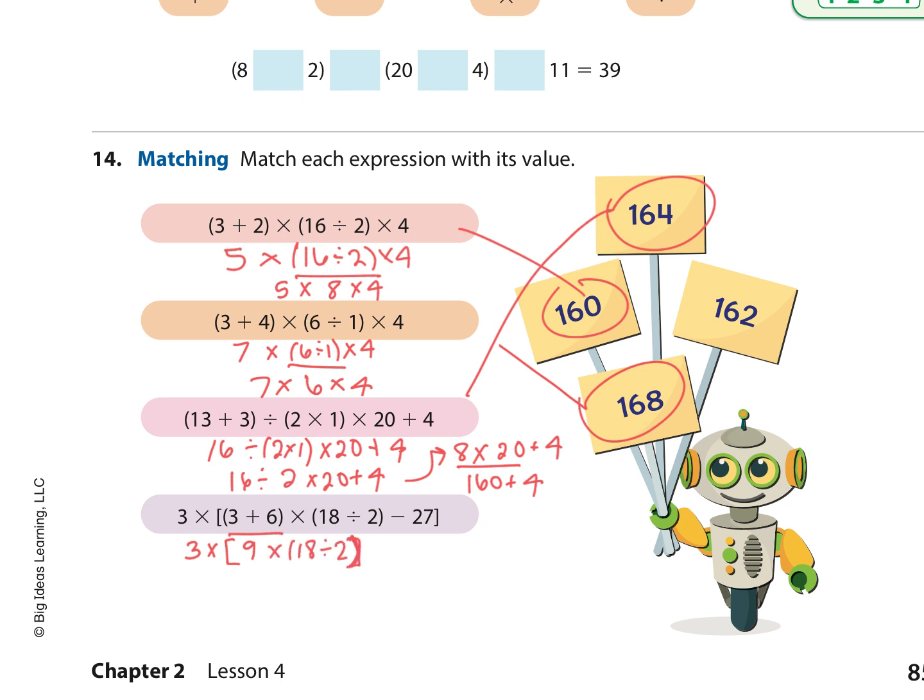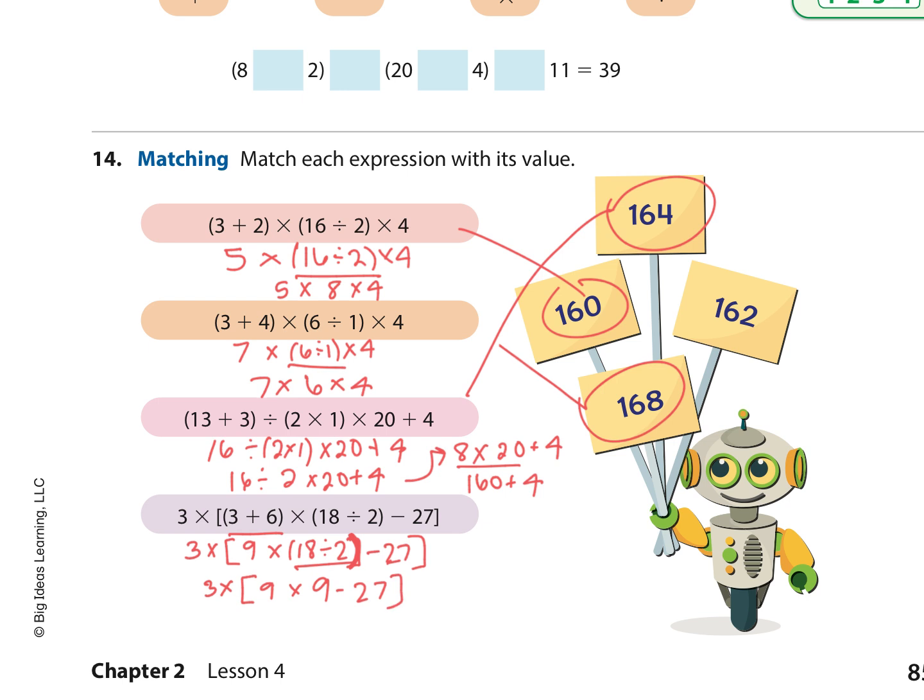Oops, that's a parenthesis. Minus 27. And then my bracket. Okay, if I'm writing on this one, you're writing on this one. What do I do next? What's my next step? 18 divided by 2, which is 9, and bring everything down. So 3 times bracket, 9 times 9, minus 27.